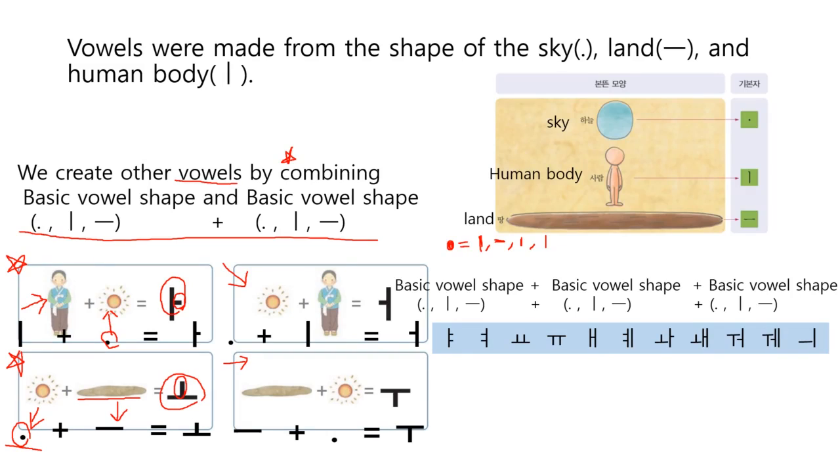And if we go further than that, we can create other vowels by combining 3 basic vowel shapes. So for example, ya can be created by combining e, a dot, and a dot. And another example can be combined from e, a dot, and an e again.